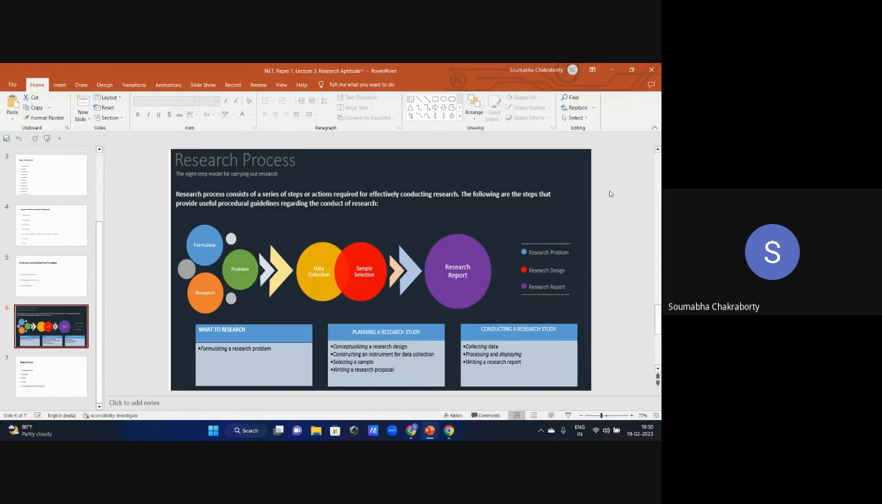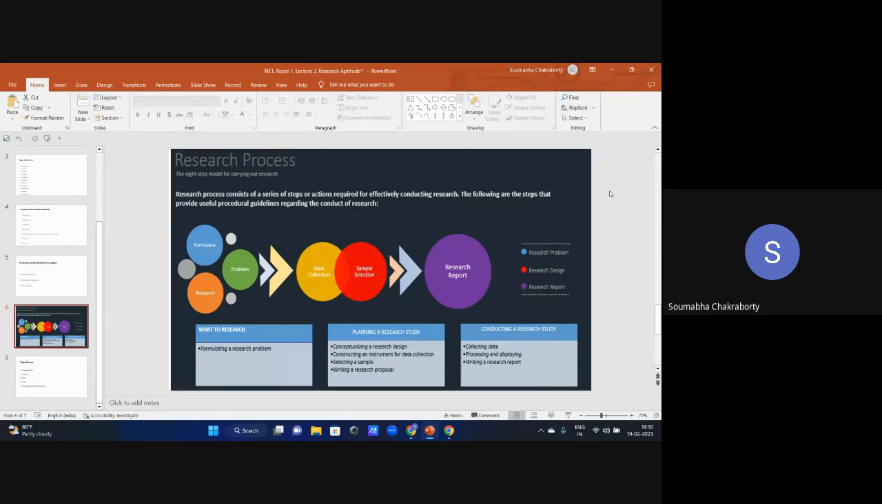There comes step number 7: processing and displaying data. The data that you have collected through various methods requires different ways of analysis. Analysis will be quantitative for descriptive studies. If you want quantitative analysis, it is also necessary to decide upon the type of analysis that is required and how it should be presented.